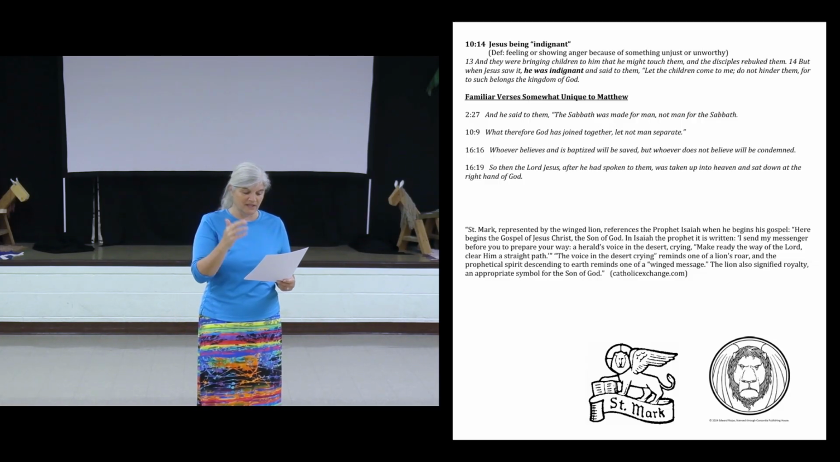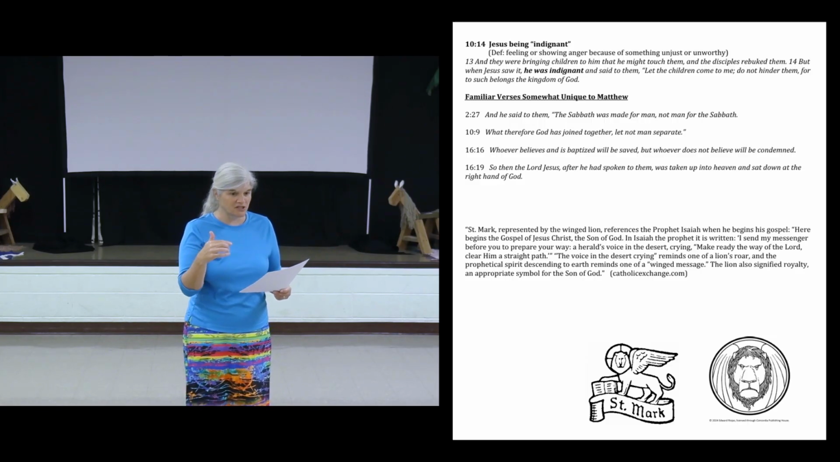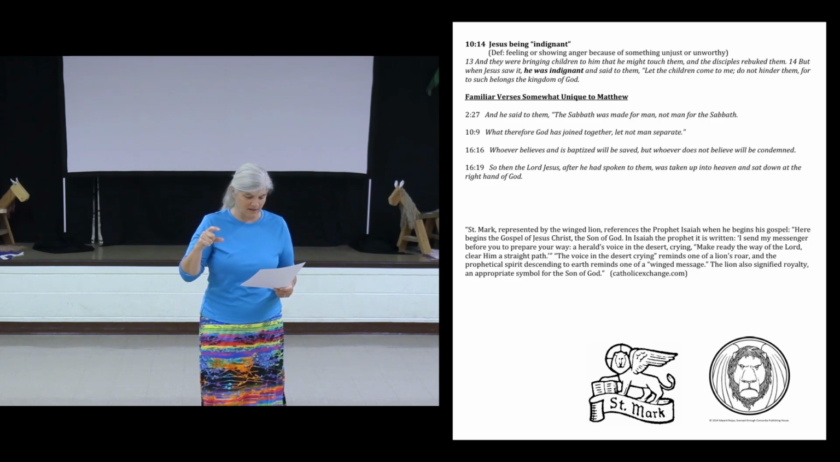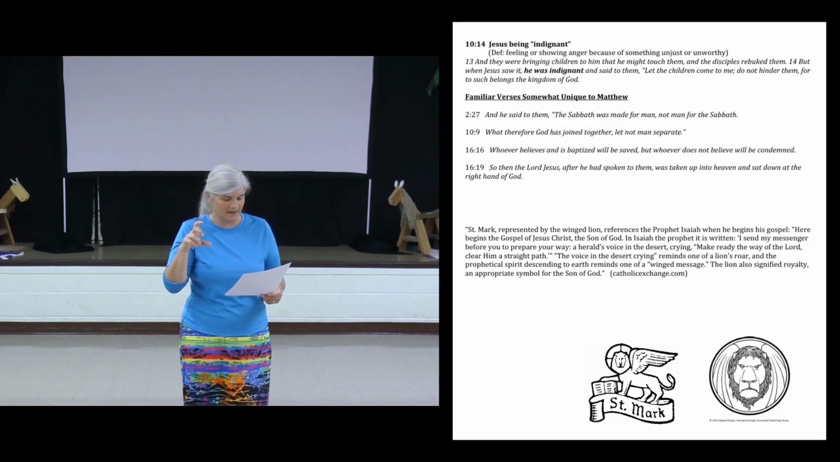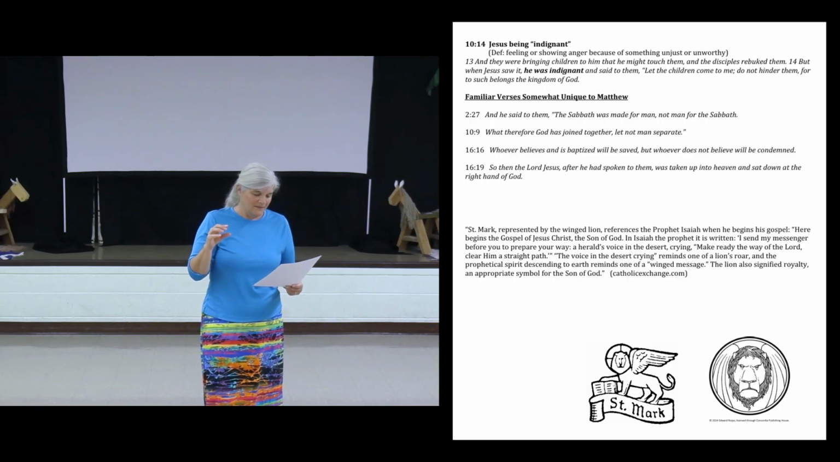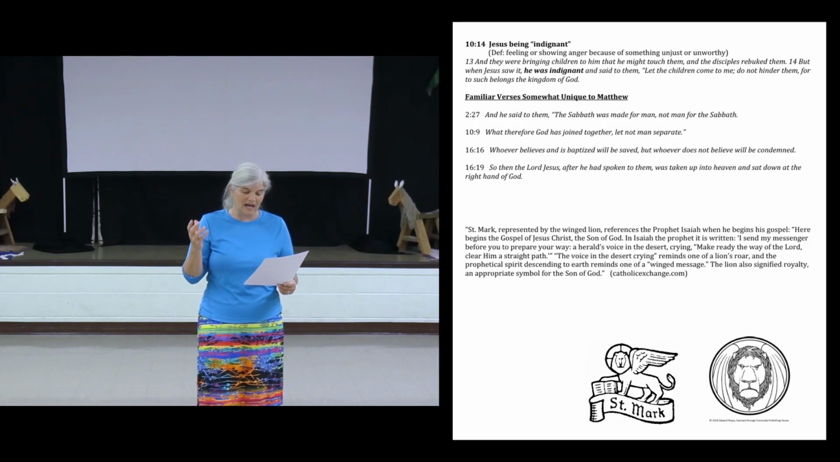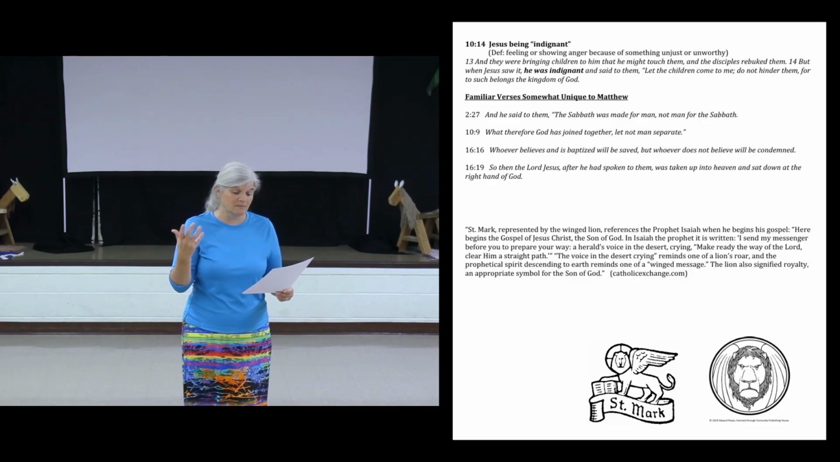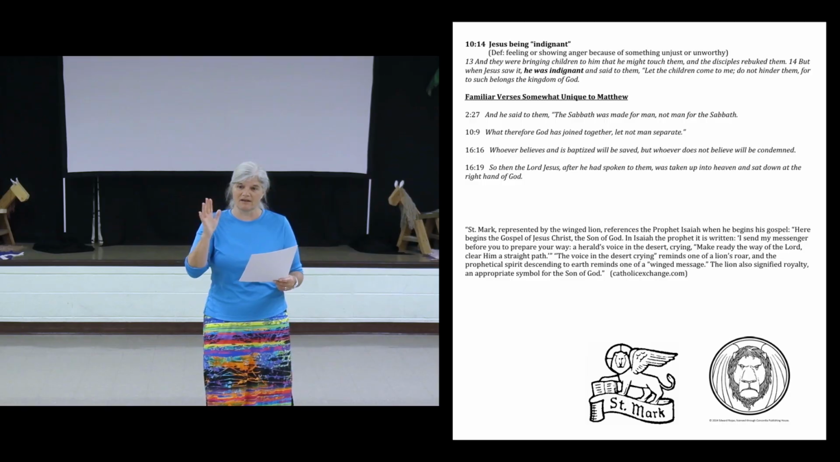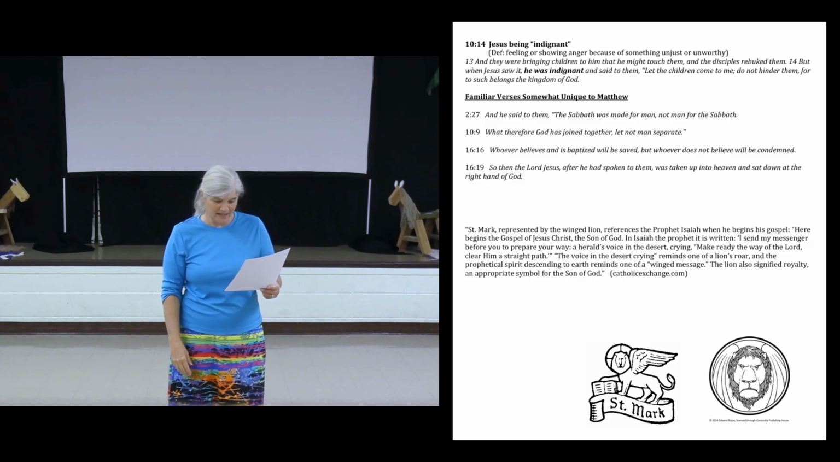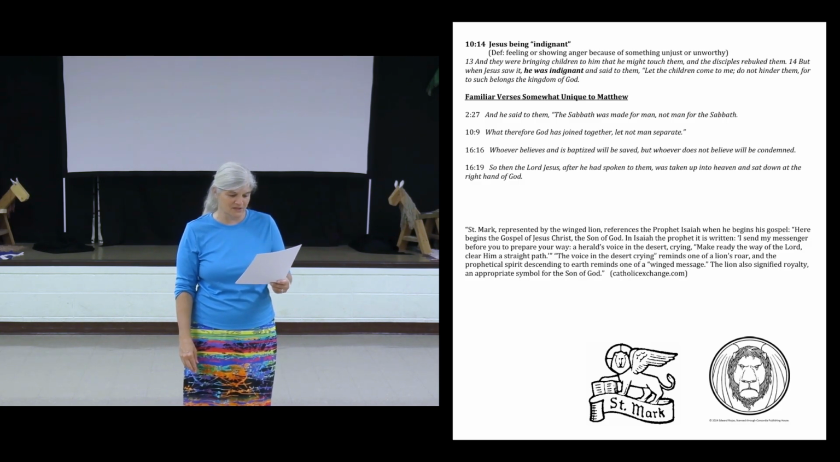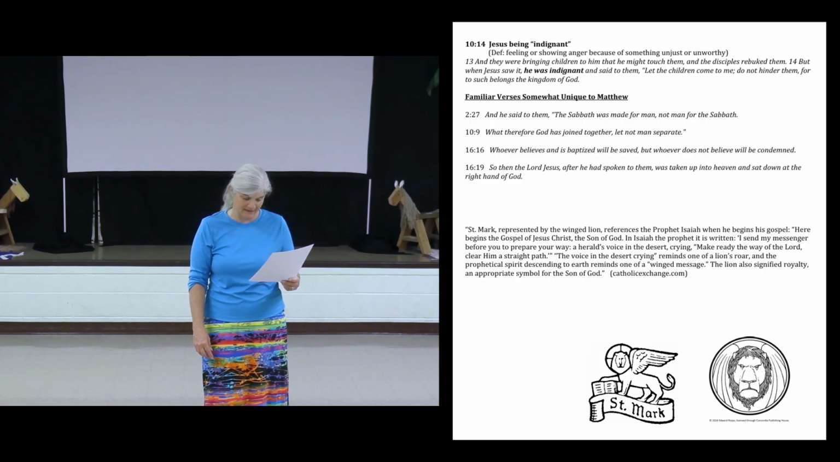He starts out with the beginning of the gospel of Jesus Christ, and then he has the passage from Isaiah there. Actually, I think it's from Isaiah and I can't remember if it was Malachi or Micah, but it's a combined passage there. So this voice, the voice in the desert crying, reminds one of a lion's roar, so that's the lion. The prophetical spirit descending to earth reminds one of a winged message. I also saw that referenced to Isaiah, that the message is a winged message from Isaiah. The lion also signified royalty, an appropriate symbol for the Son of God. So hence the winged lion.